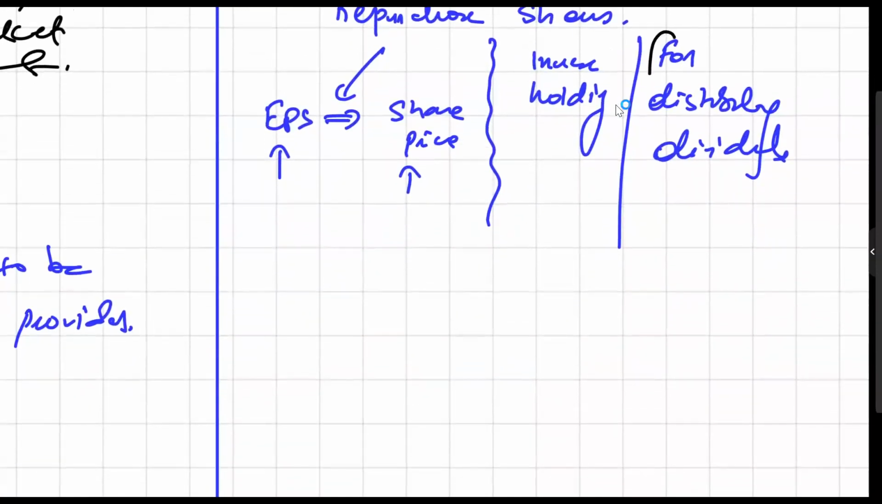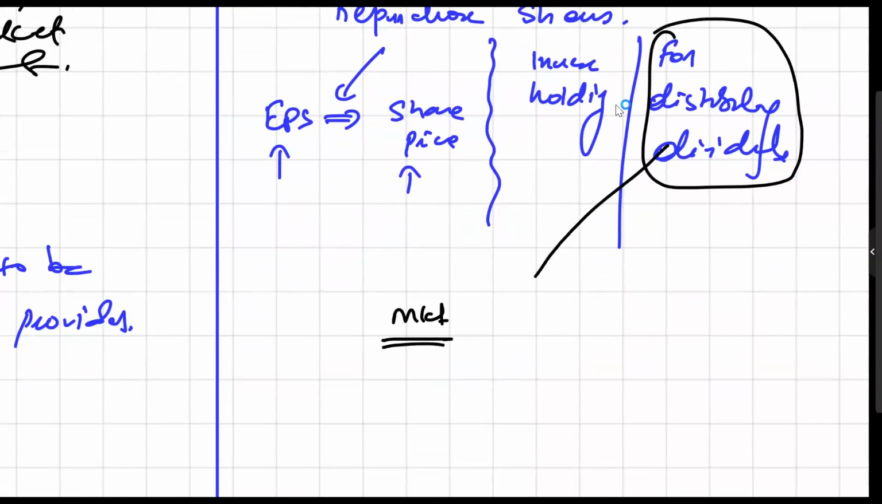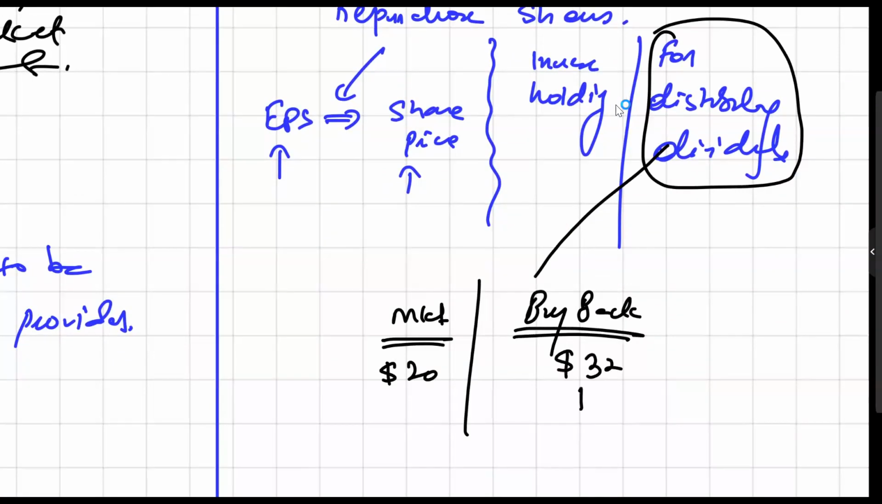For the distribution of the dividend, let's say the market value of the company's share is $20 and the company offers to buy back the company's shares for $32. So technically this $12 difference is the dividend that the company is paying. How? Because the shares are going to be bought back from its own shareholders, and the shareholders are getting this $12 extra in lieu of the shares that they are surrendering.